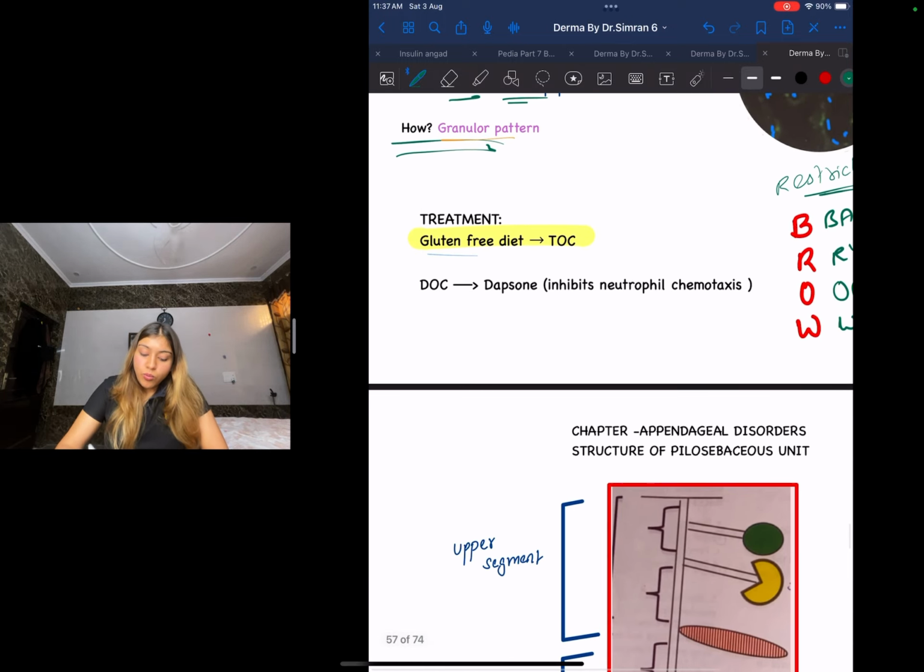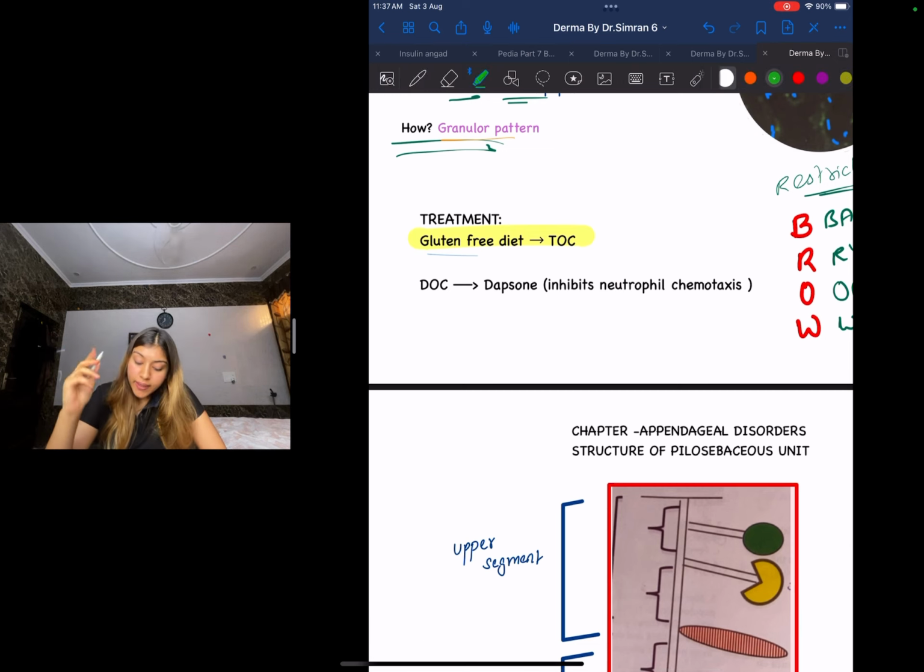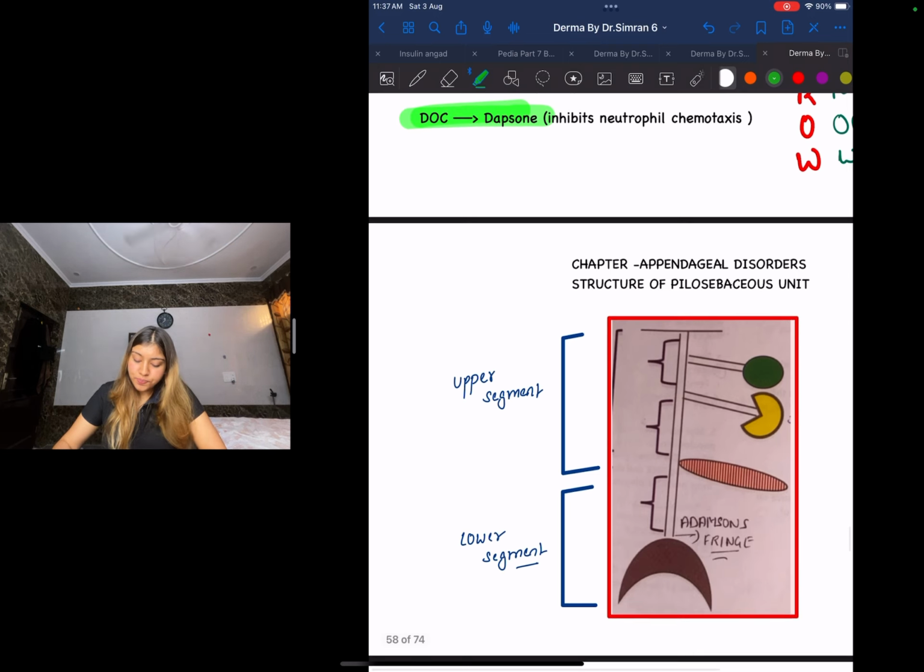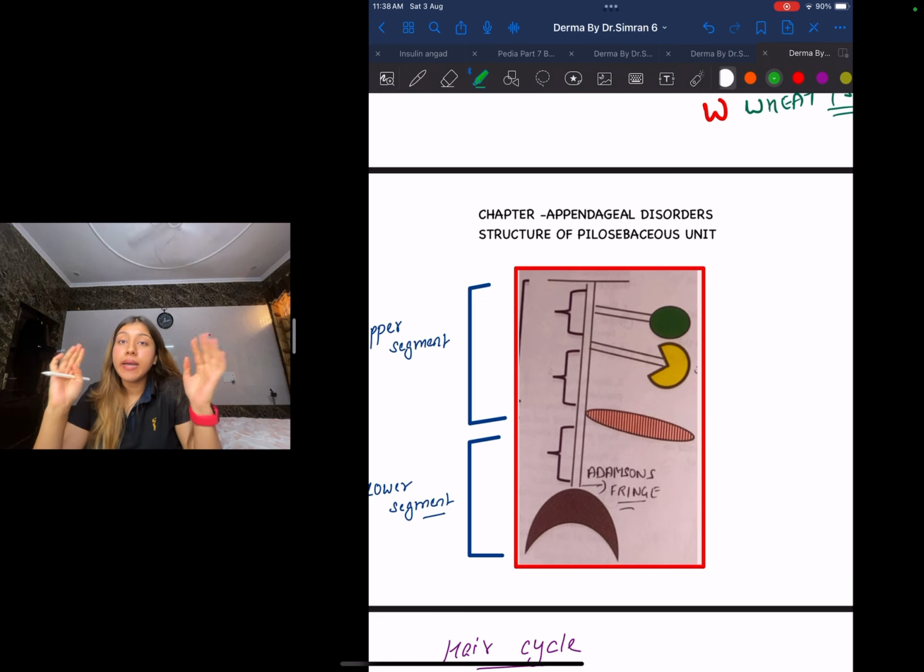Next guys, what is the drug of choice if they ask you? If they ask the treatment of choice, gluten-free diet. But if they ask you the drug of choice, then you will say Dapsone. Okay, you will say Dapsone. Next guys, let us move on to the next chapter, that is appendageal disorders.